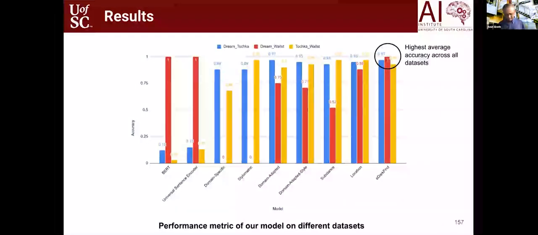So here you can see the results of our model on different data sets. Using the above data sets, which I said we have three different data sets, we formed another three annotated data sets like Dream, Toshka, and Dream Board.